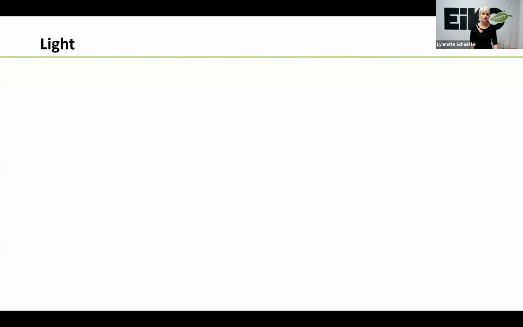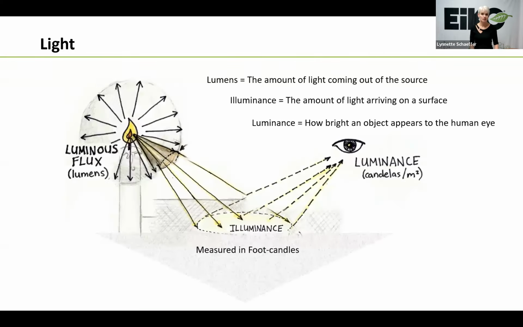Lumens is basically the amount of light coming out of the source, also known as luminous flux. While candela is the luminous intensity, basically the intensity of the beam, so the amount of light going in a certain direction. And then illuminance is the amount of light actually arriving on the surface, which is something that can be measured and typically is measured in foot candles. The way you do this is you would typically go out and buy a foot candle reader. Now, luminance is the apparent brightness, how bright an object appears to the human eye.